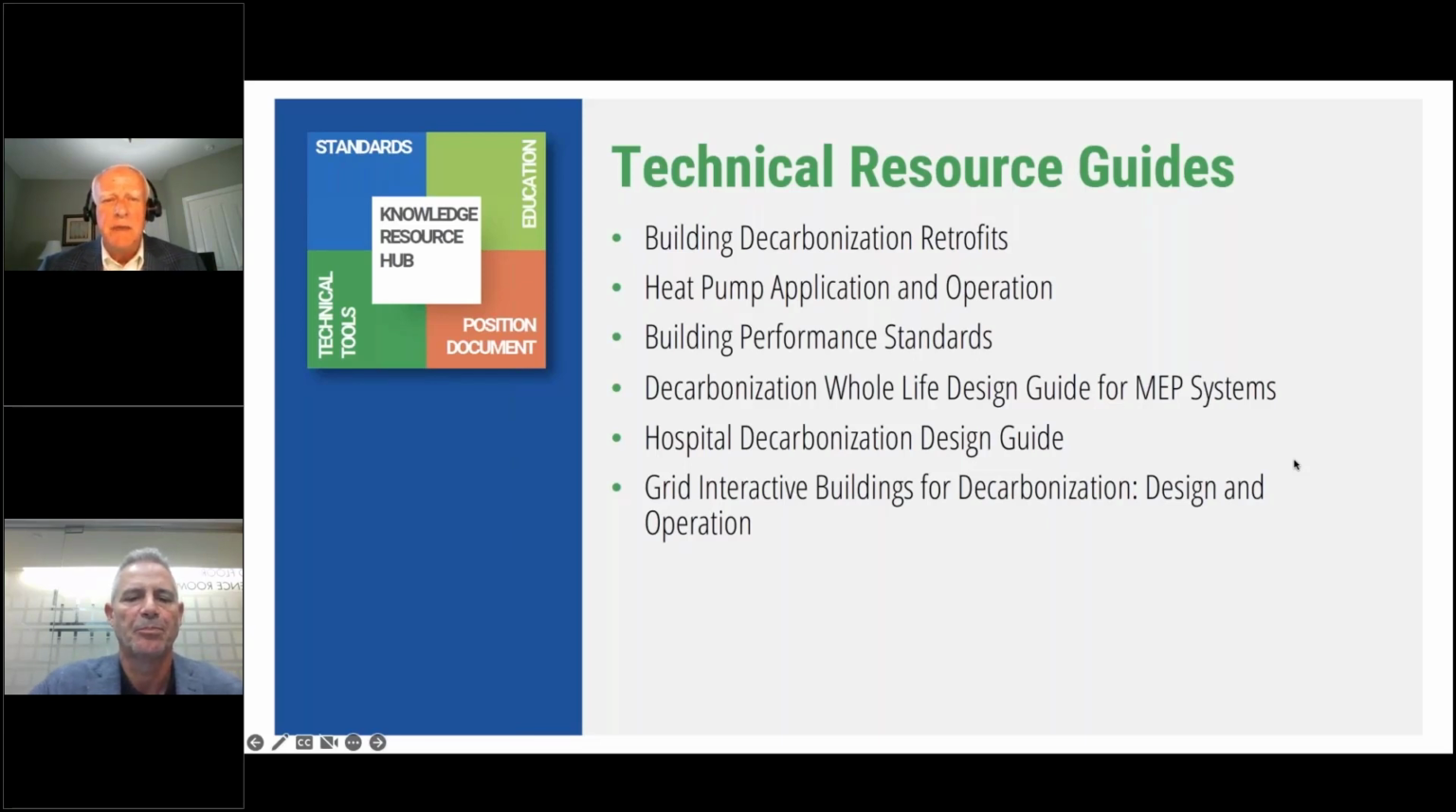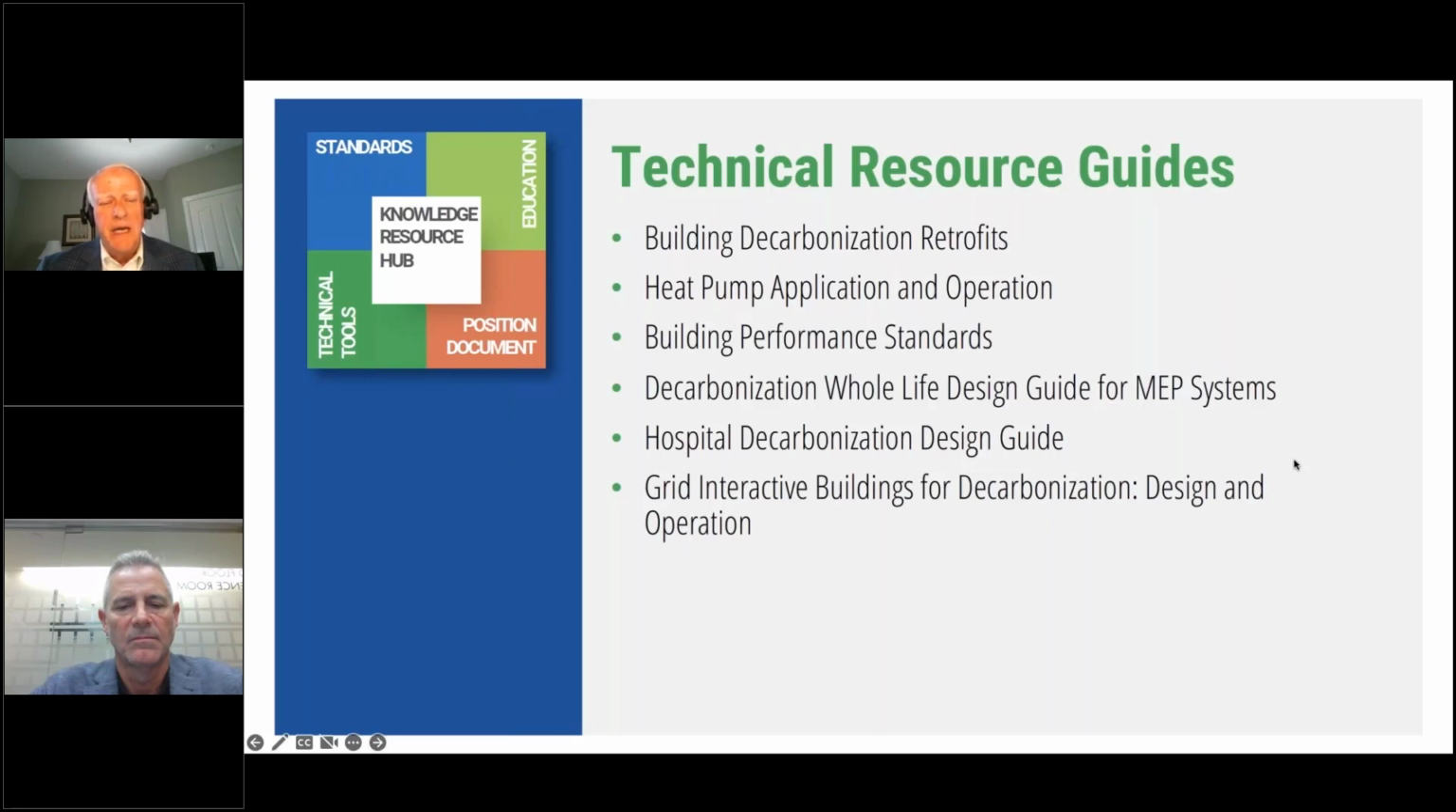Another key technical guide that we're looking at is the Decarbonization of Whole Life Design Guide. This is a big area, and so we have restricted it just to the MEP systems. The purpose of this is to provide a design guide to minimize the whole life carbon emissions from the MEP systems.